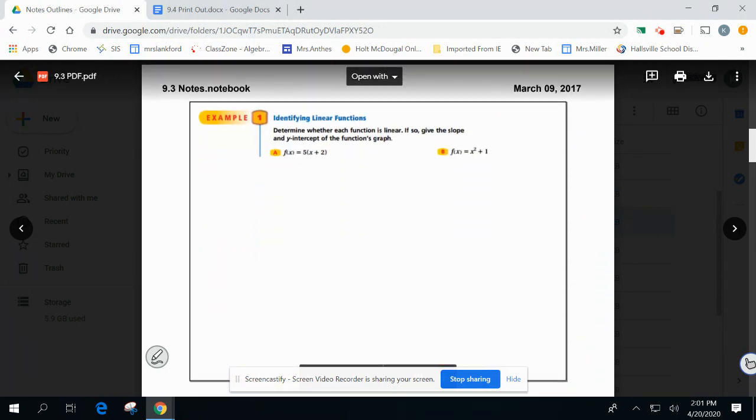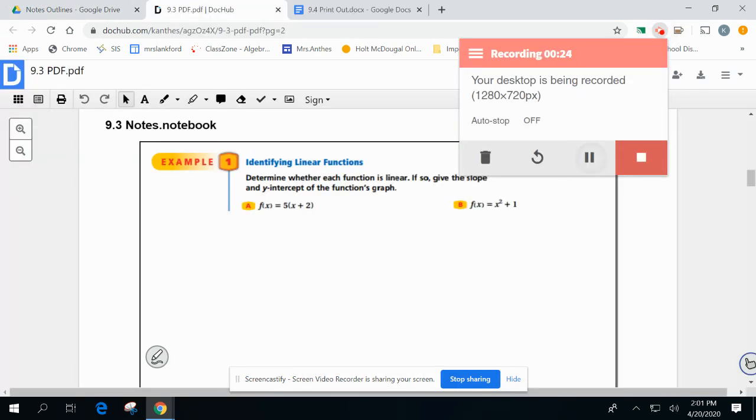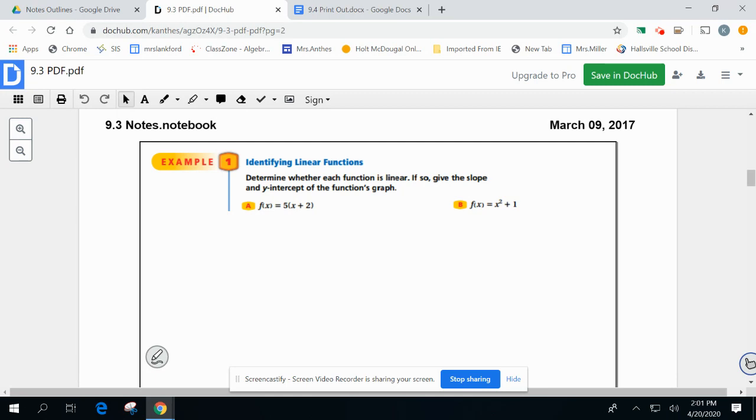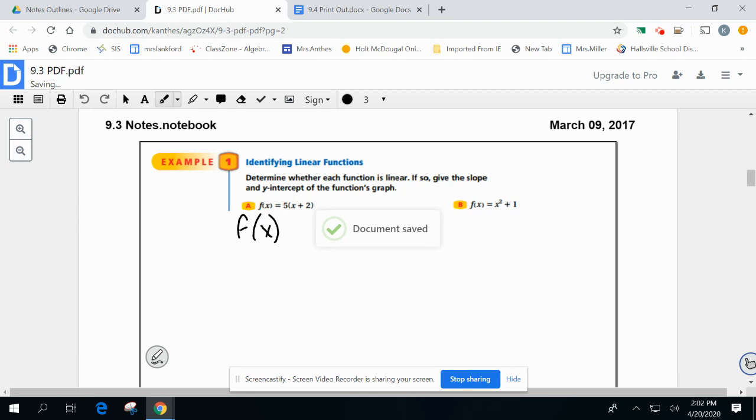For example 1, we are determining whether or not the function is linear and giving the slope of the function's graph. So starting off, we need to distribute that 5 to the x plus 2. So we will have f of x, which is essentially the same thing as y. And then if we distribute this, we will get 5x plus 10. So now what you need to look at: does this look like y equals mx plus b? And it does, so this is linear.